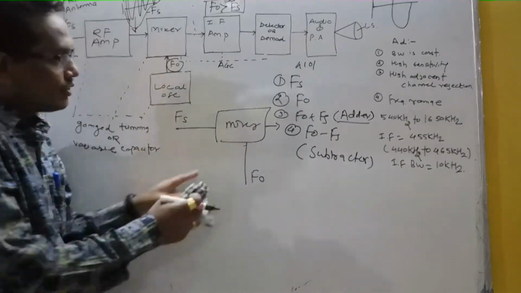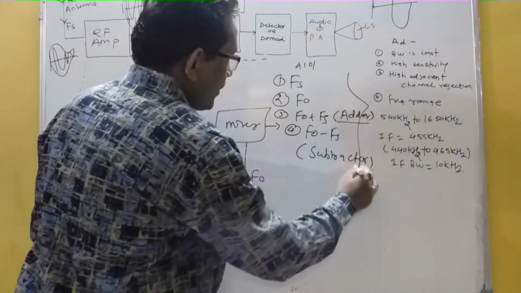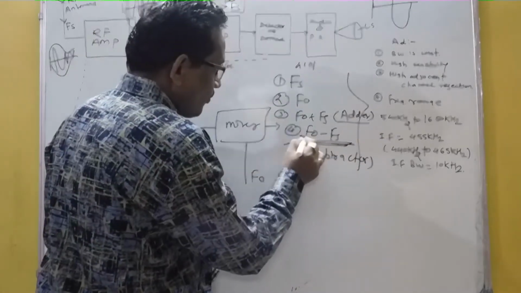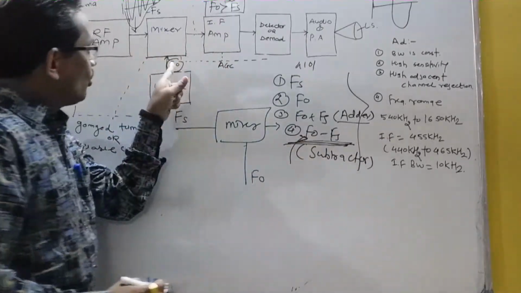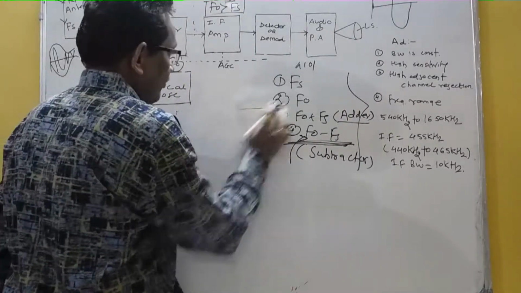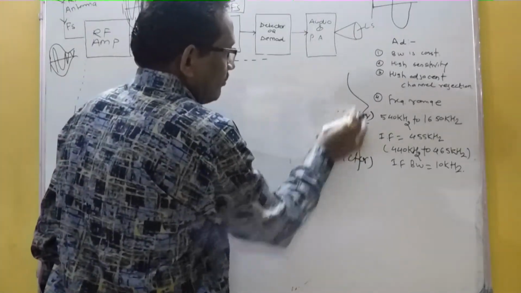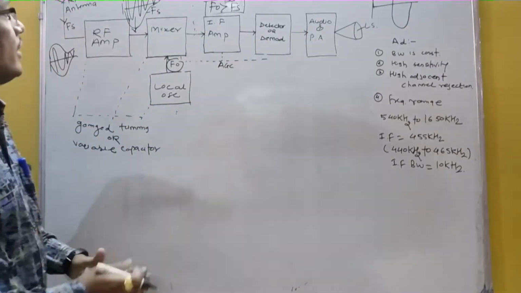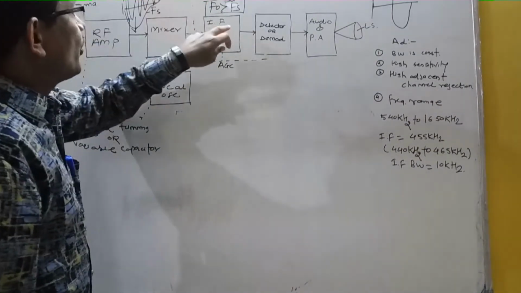So mixer, this is the total 4 outputs. Out of that, I will consider F0 minus Fs by considering F0 is always greater than Fs. That means local oscillator frequency is always greater than signal frequency. Then this signal you are going to apply at the input of your IF amplifier.